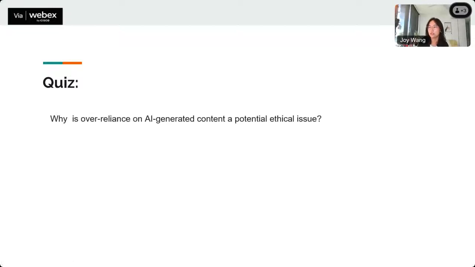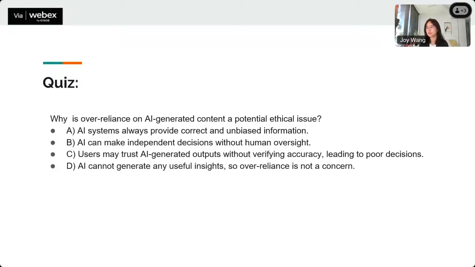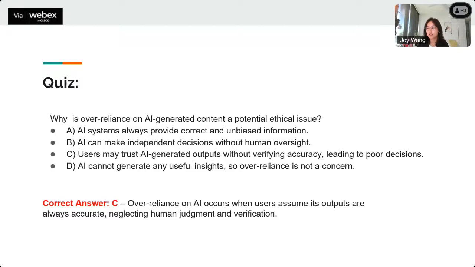Okay, let's give another try. Why is over-reliance on AI-generated content a potential ethical issue? We have 4 answers. Excellent. The correct answer is C. Over-reliance on AI occurs when the user assumes the outputs are always accurate, neglecting human judgment and verification. This commonly happens to general users who don't have much knowledge about AI.